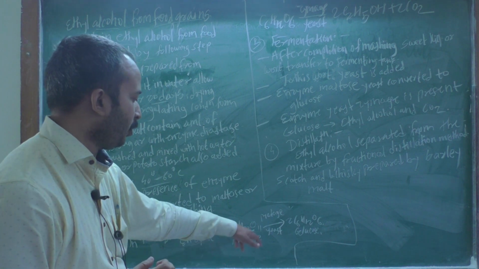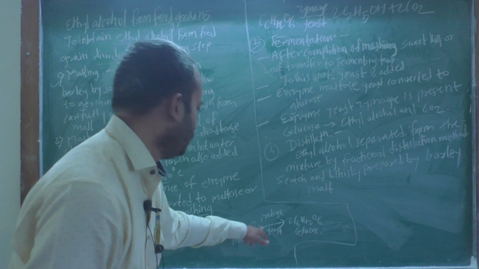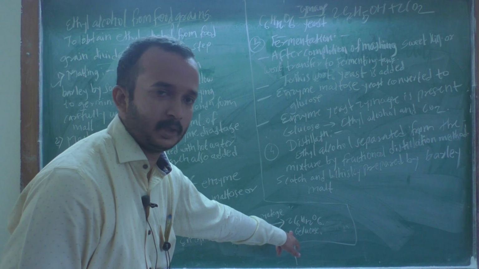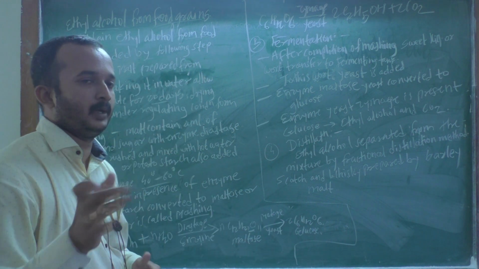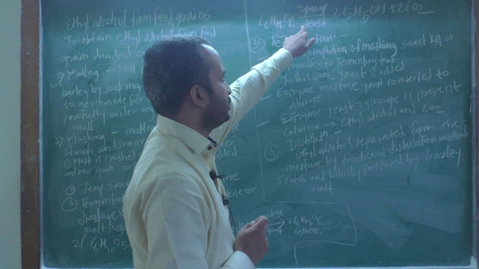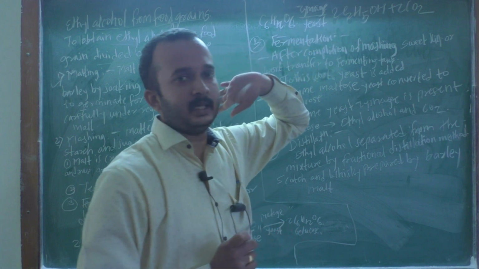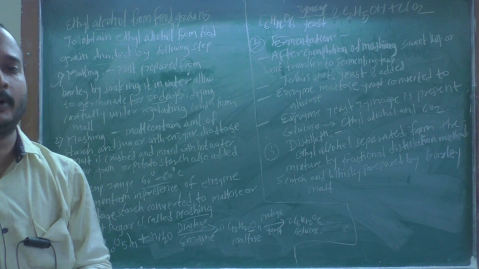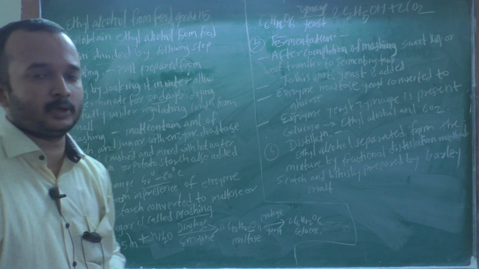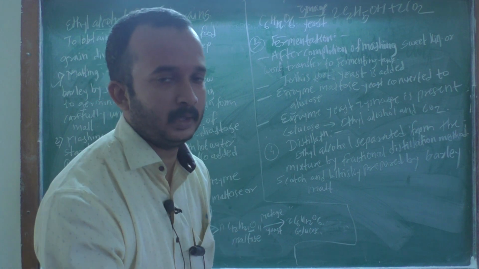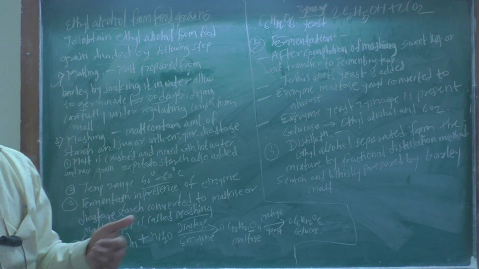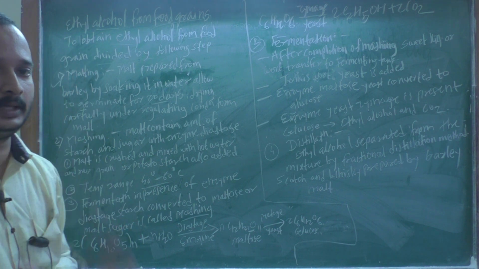Then the maltose, in presence of maltase yeast, forms glucose. Then that glucose, in presence of zymase yeast, produces ethyl alcohol and carbon dioxide. So this is all about the mashing process, the conversion of glucose into alcohol and carbon dioxide. So this is the second step, the conversion of the food grain into ethyl alcohol.